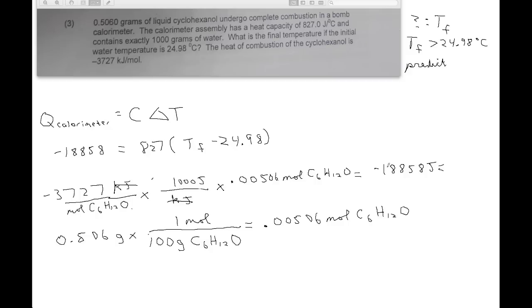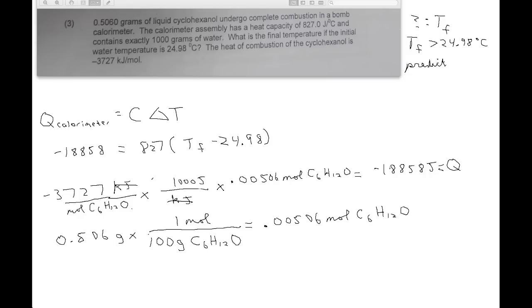827. No, I'm sorry. This number here, what's a symbol for this number? What did we calculate here? That's Q. Q for what? The solution. Now, is this Q for the calorimeter or Q for the reaction? Oh, it's actually Q for the calorimeter.